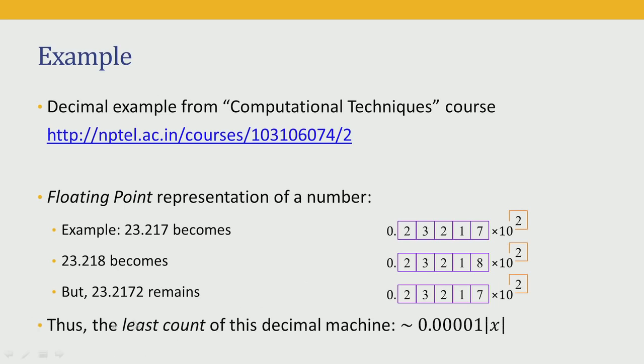So, the least count of this particular decimal machine turns out to be 10 to the power minus 5 multiplied by the absolute value of x. So, this 10 to the power minus 5 is what is known as the machine precision.